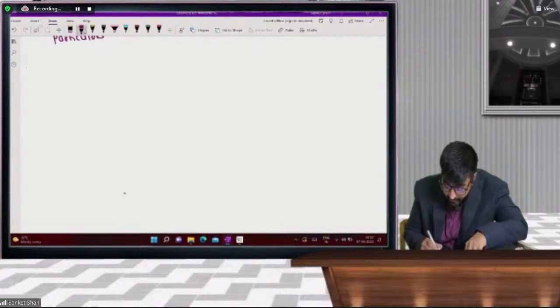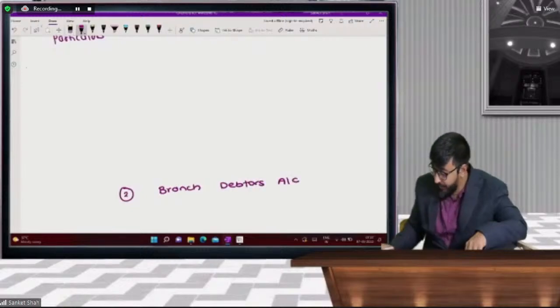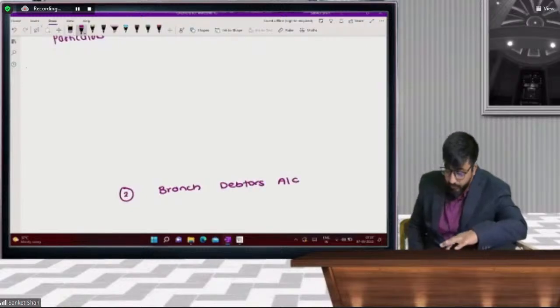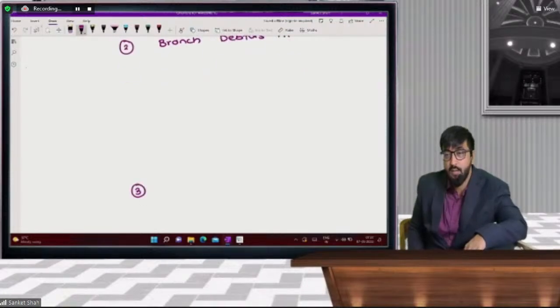After 8 lines, fold your page, beta, first for the left hand and right hand side. Particulars, rupees, then branch debtors account. Stock and debtors.